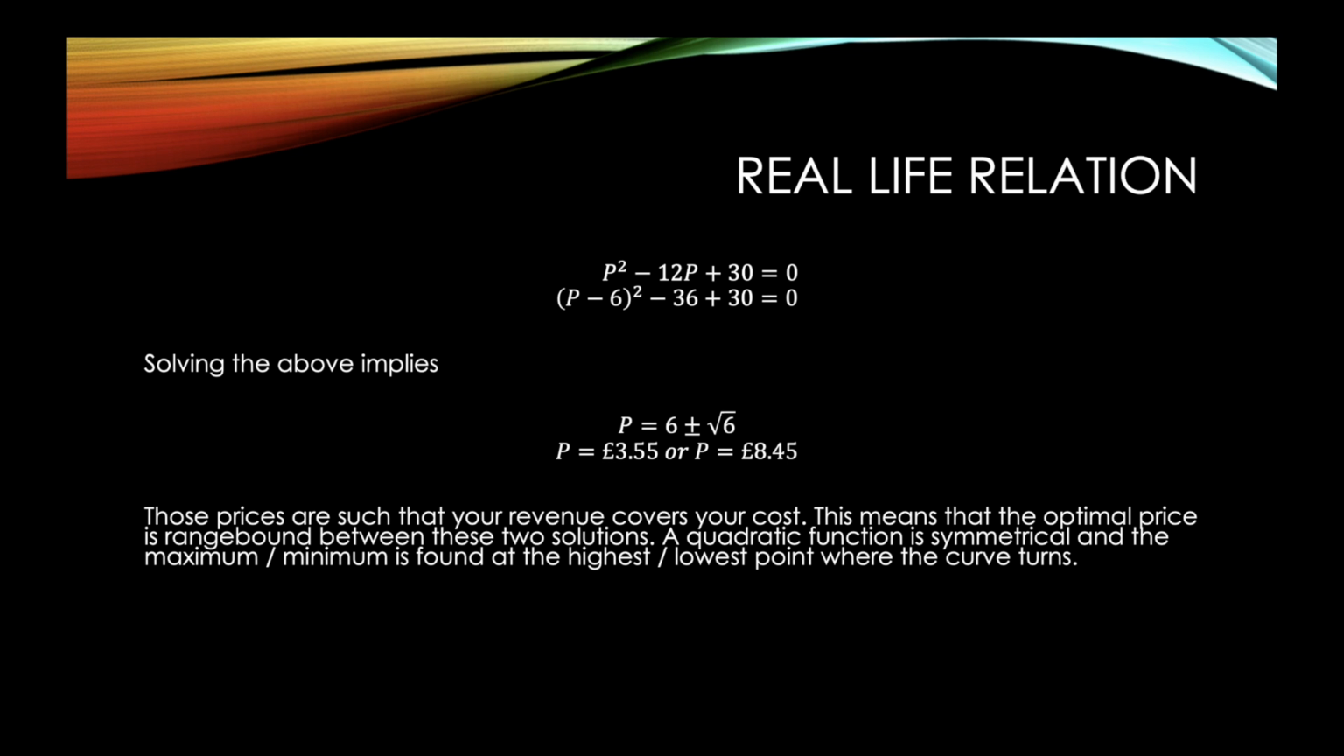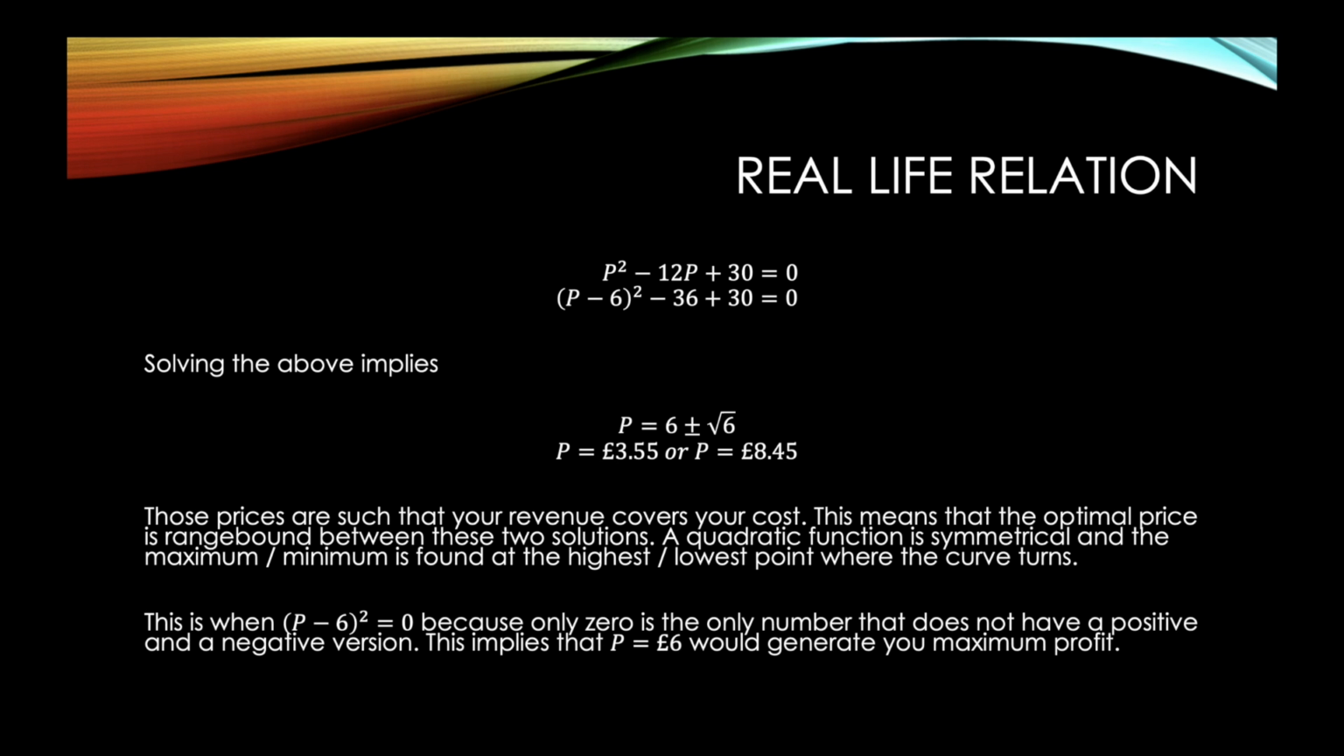In order to find the optimal price, note that a quadratic function is actually symmetrical, and either the maximum or the minimum is found at the highest or the lowest point where the curve turns. It's only a maximum and the highest point when you have a negative p squared term, and it'll be a minimum or a lowest point if it's a positive p squared term.